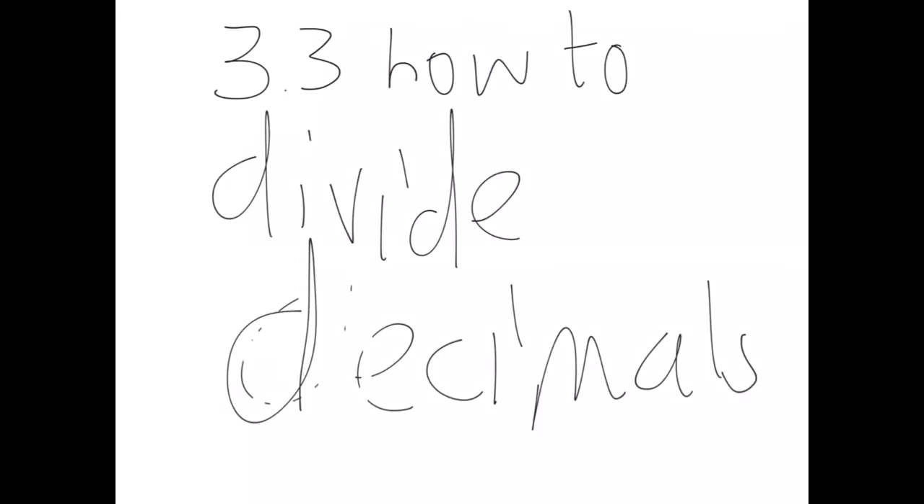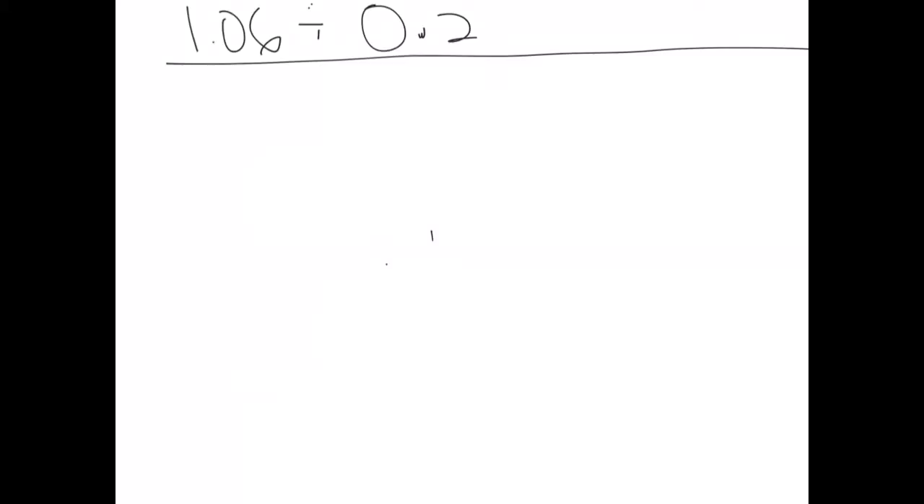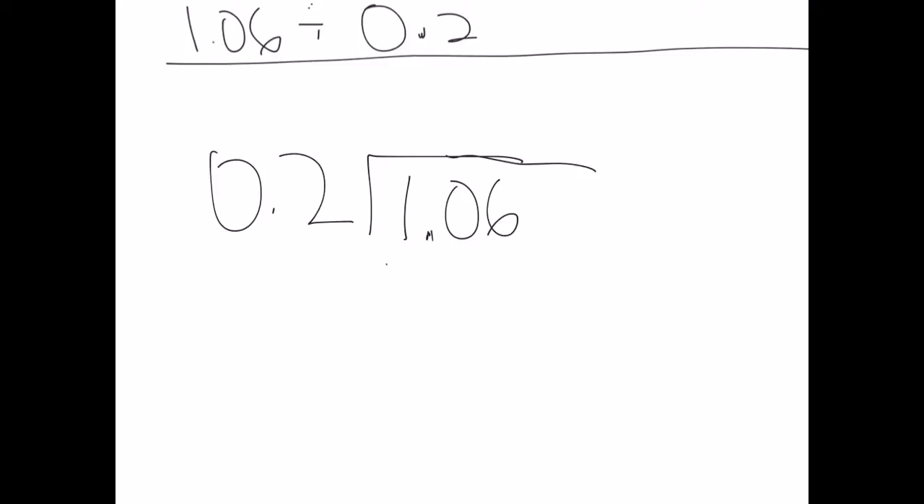3.3, how to divide decimals. 1.06 divided by 0.2. So whatever goes first goes last, and this last goes first. The first number cannot have any decimal, so you're going to have to move the decimal to the right as many times. So that's once, so that means the number in the middle is going to have to move 1 to the right too. So there.